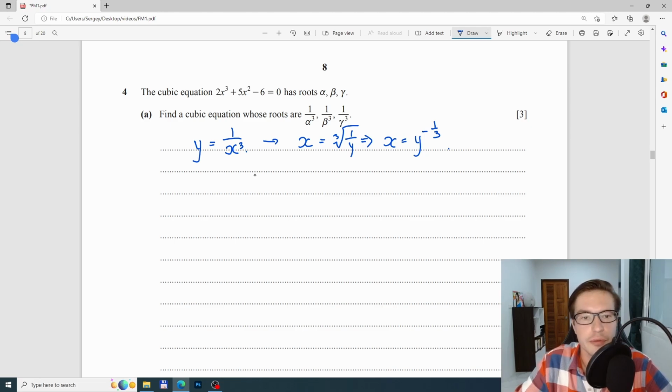And now I'm going to actually make the substitution. So 2 times (y to the power of -1/3) cubed plus 5 (y to the power of -1/3) squared minus 6 equals 0. And then let's simplify that a little bit.